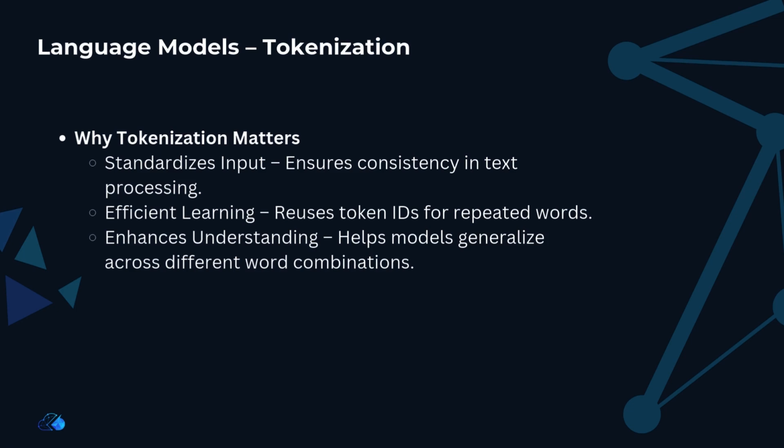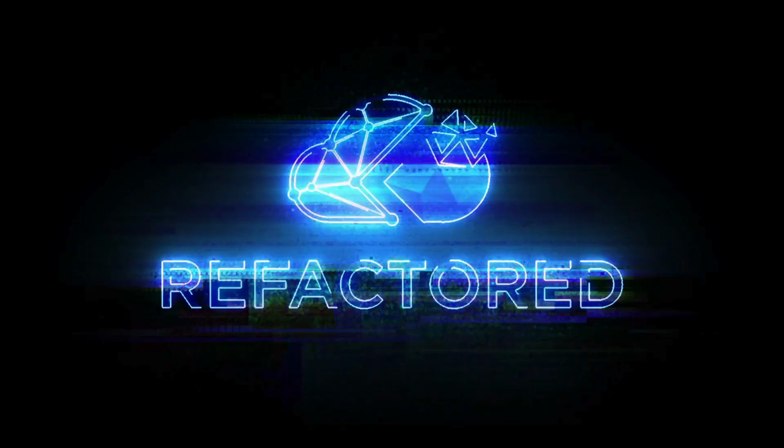By breaking text down into structured units, it enables models to learn, predict, and generate natural language efficiently. In the next lesson, we're going to talk about how these tokenized representations are used in embeddings to capture the meaning of words.